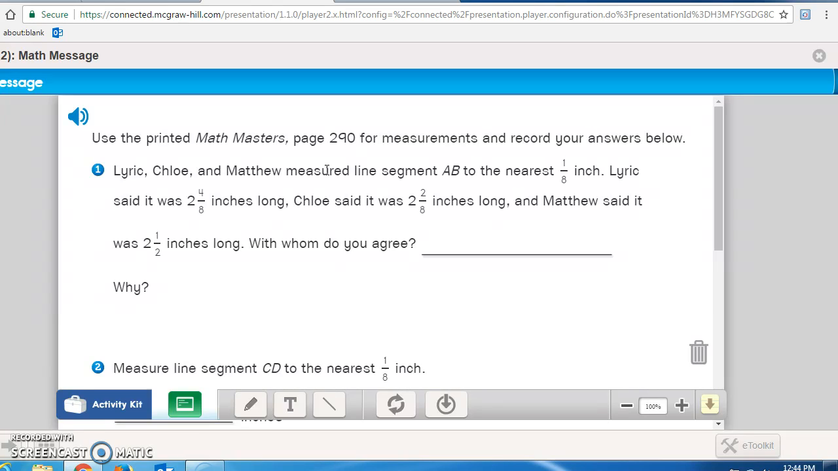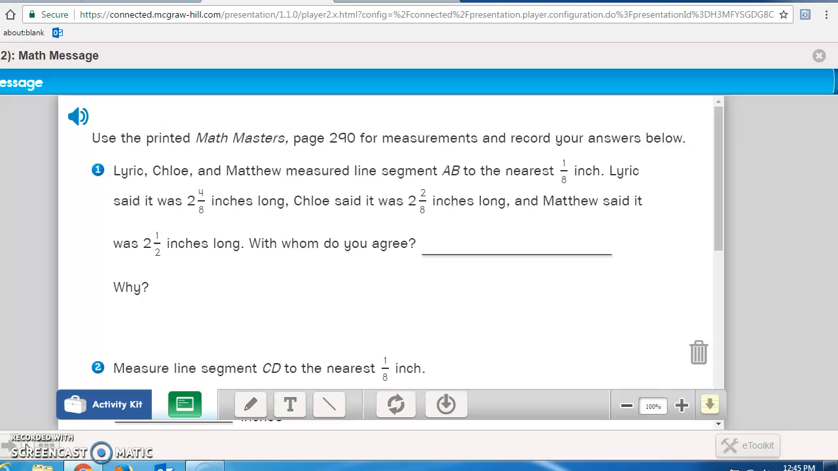Read this to yourself as I read it out loud. It says, Lyric, Chloe, and Matthew measured line segment AB to the nearest eighth inch. Lyric said it was 2 4/8 inches long. Chloe said it was 2 2/8 inches long. And Matthew said it was 2 1/2 inches long. With whom do you agree and why? Pause the recording now so you make sure that you know what the answer is for this problem.